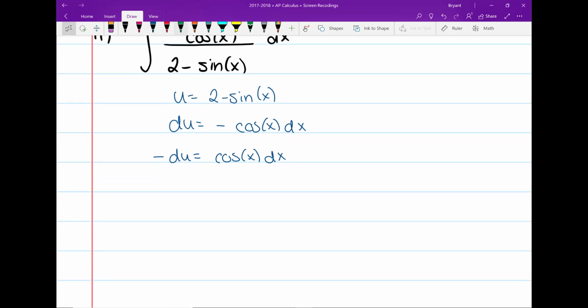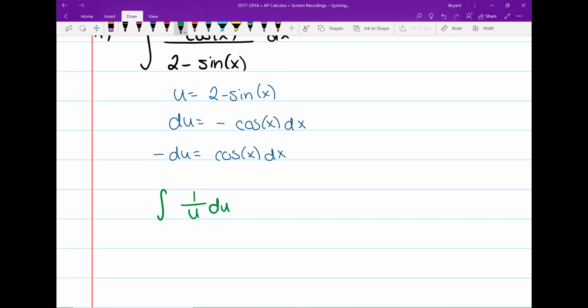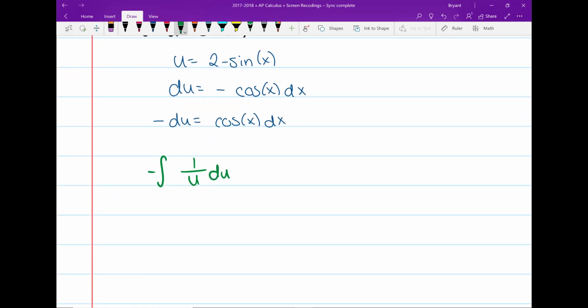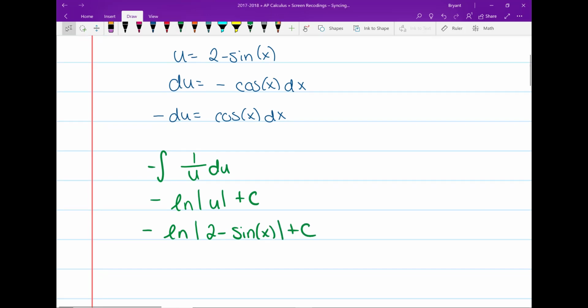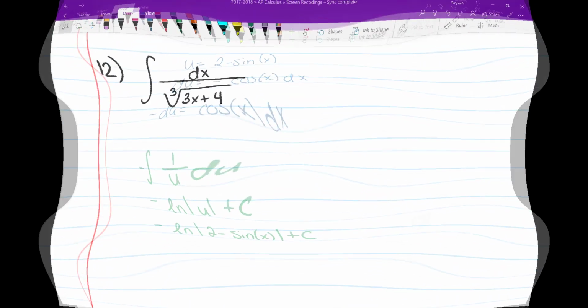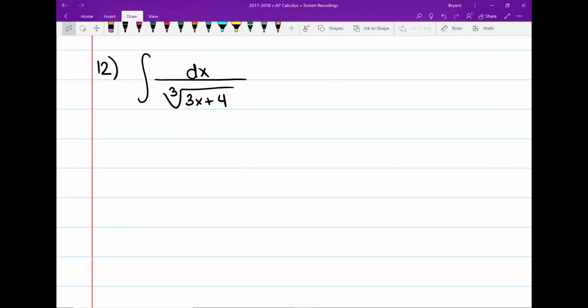So then this is going to give me the integral of 1 over u du. So this is negative ln of the absolute value of u plus c. So this is negative ln of the absolute value of 2 minus sine of x plus c. And that's it. Number 12, the integral of dx divided by the cube root of 3x plus 4.